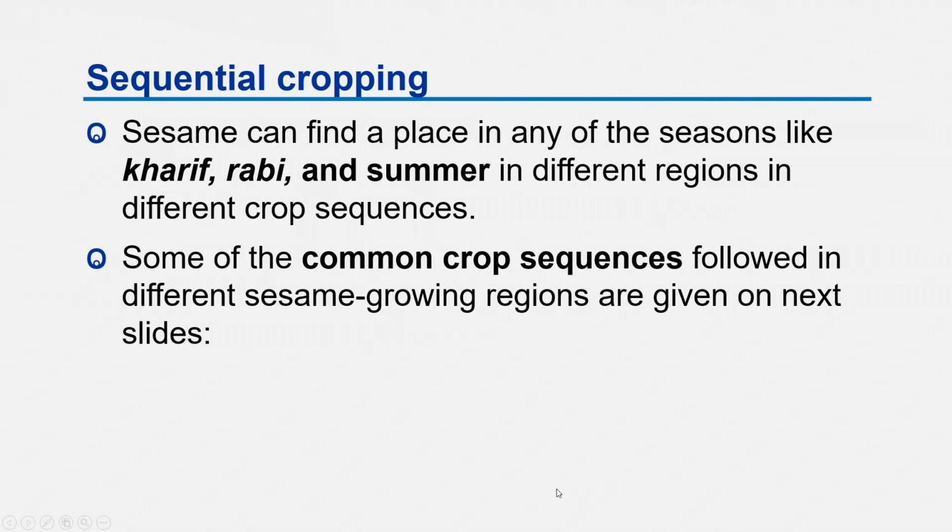So, sesame can find a place in any of the seasons like Kharif, Rabi and summer in different regions in different crop sequences. Normally in northern India it is grown as a Kharif crop, but in South India and East India it can be grown as a Rabi as well as a summer crop also. Some of the common crop sequences followed in different sesame growing regions are given on the next slides.